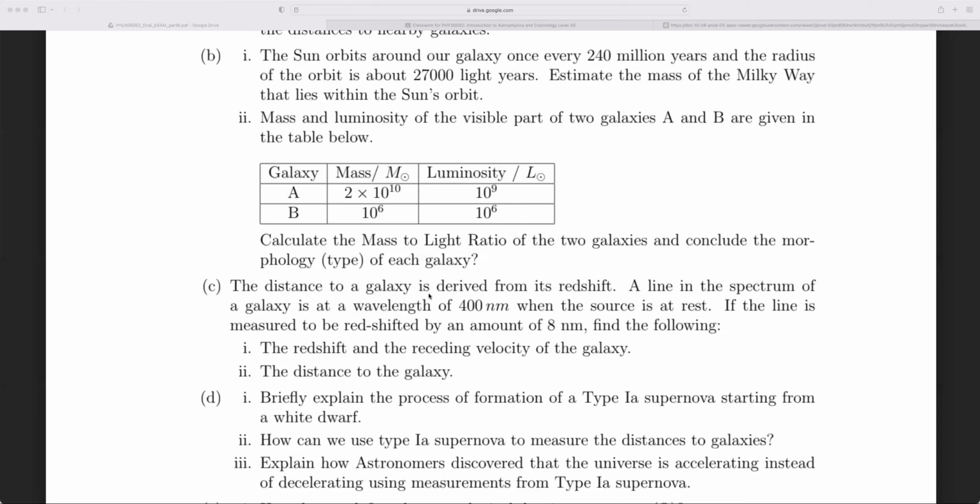Then it says there is a line in the spectrum of a galaxy. So if you get a spectrum of a galaxy, there is a line at a wavelength of 400 nanometers when the source is at rest. That means if the galaxy is not moving, the rest wavelength is 400 nanometers, right? However, when you measured this particular line from a spectrum, we found that the measurement was redshifted by an amount of 8 nanometers, right? So then you need to find the following.